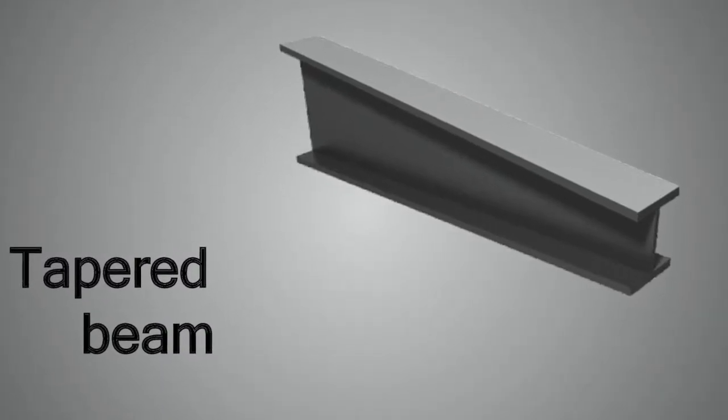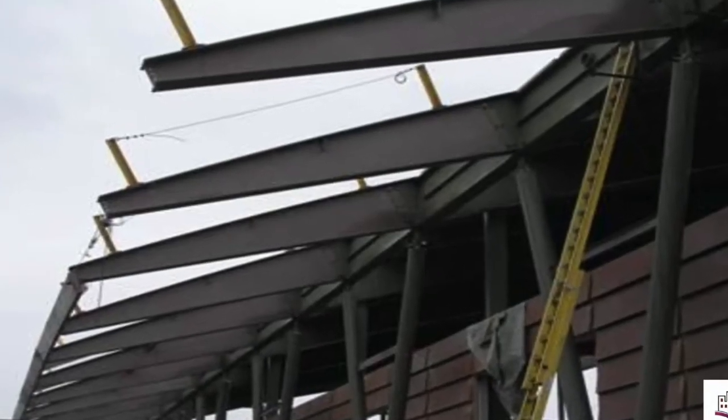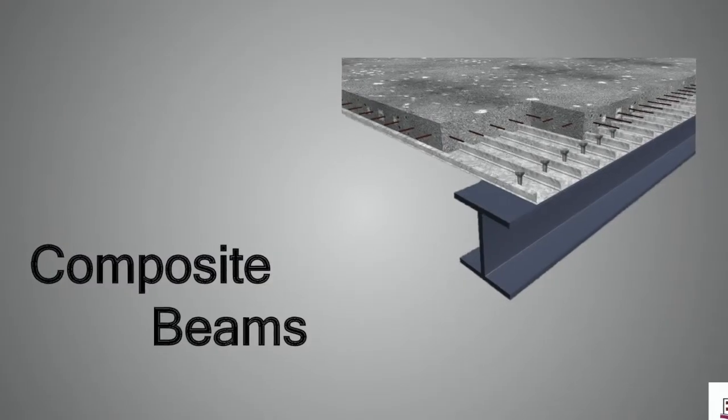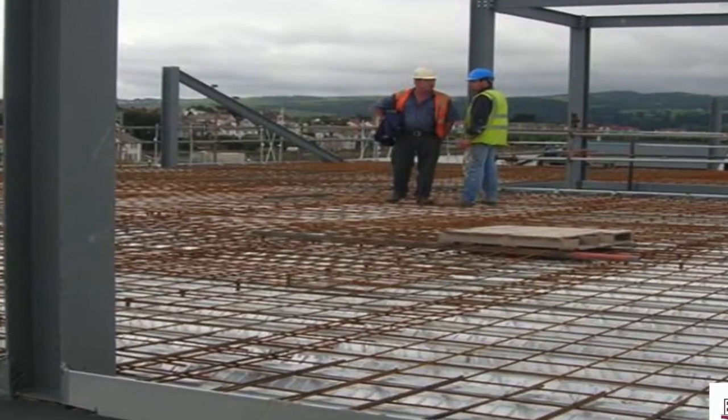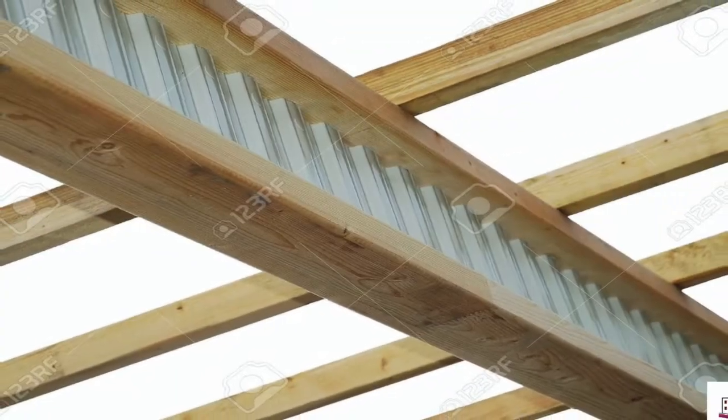Tapered beam. Beam with tapered cross section. Composite beams. Composite beams are constructed from two or more different types of materials such as steel and concrete.